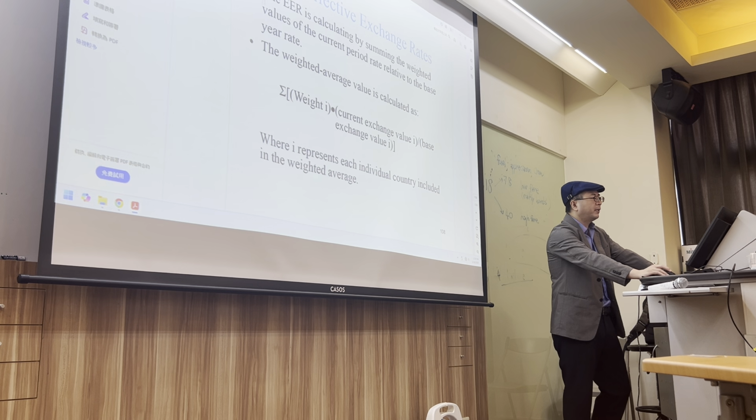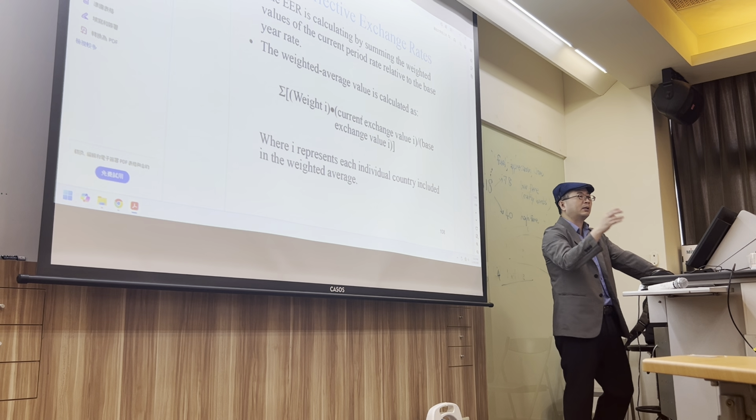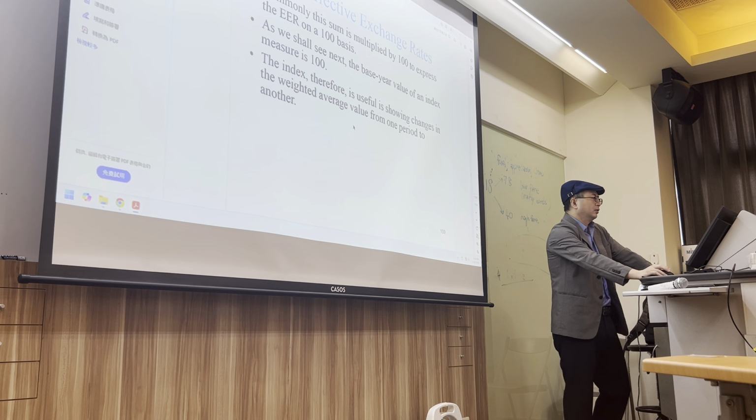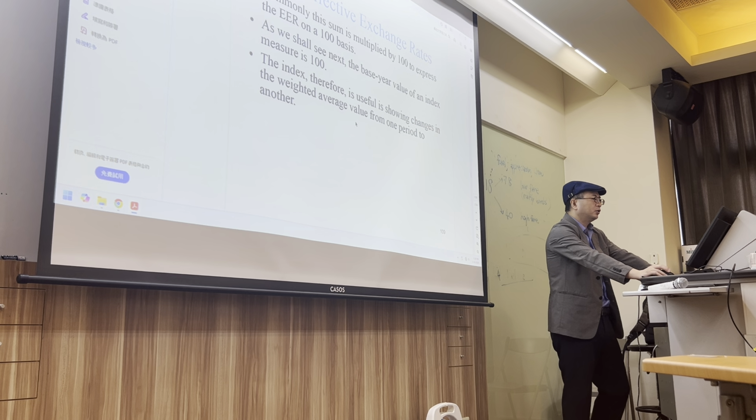So as we mentioned earlier, the effective exchange rate is calculated by summing the weighted value of the current period rate relative to the base year rate. So the weighted average value is calculated as the summation of the weight i times the currency exchange rate i divided by the base exchange value i, which we have demonstrated with tables before this. And we can sum this and then multiply by 100 to express the effective exchange rate on the 100 basis, right?